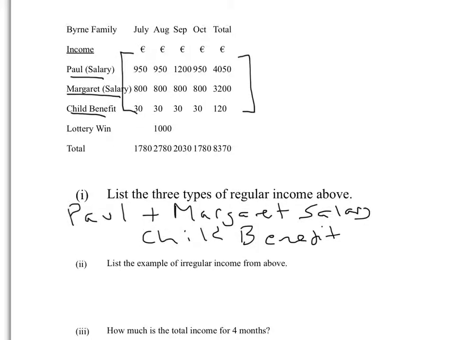5II asks us, list the example of irregular income from above. Well, what have they received once off? If we look up here, it would be our lottery win. They don't receive it on a regular basis.